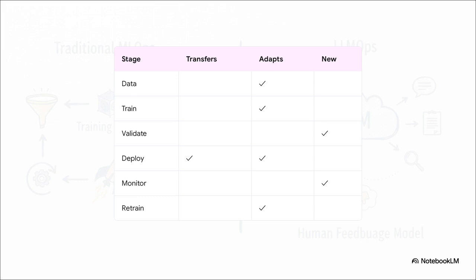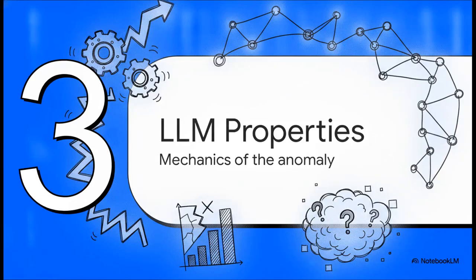You aren't just monitoring for data drift anymore. You're looking for output quality drift, hallucination rates, and semantic relevance. That requires entirely new operational muscles. Part 3, 4 disruptive LLM properties. The mechanics of the anomaly.